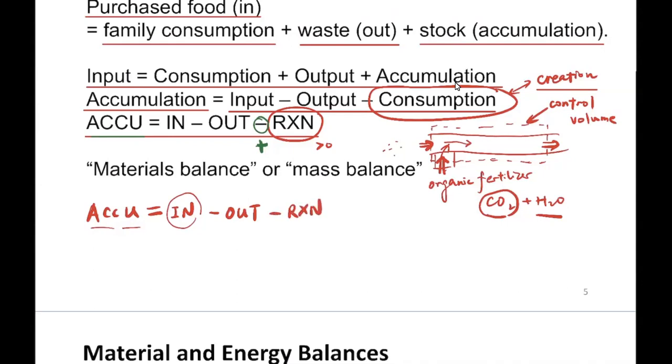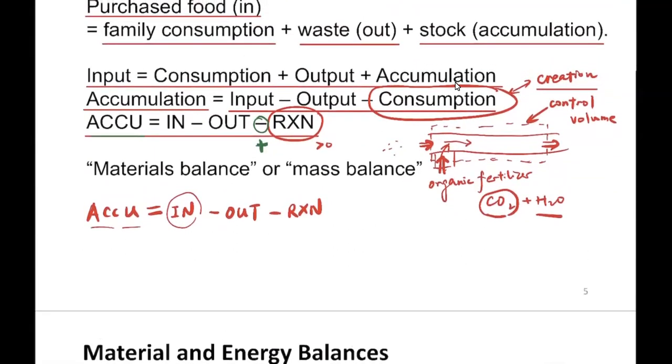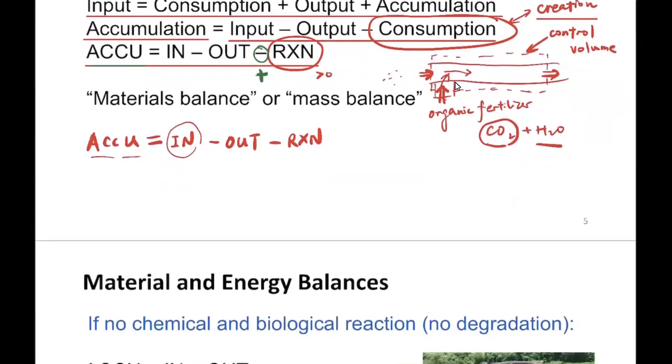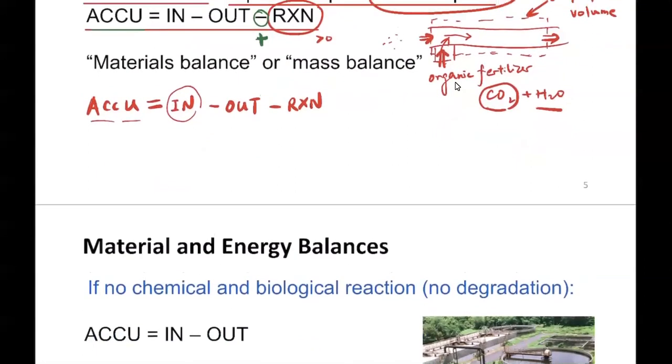So the reaction is also taking this amount of species from the control volume, and that's going to reduce the accumulation as well. Okay, so now we can give some examples of how to apply this equation. Just try to memorize this equation or try to understand it because it's very important in terms of the mass balance.